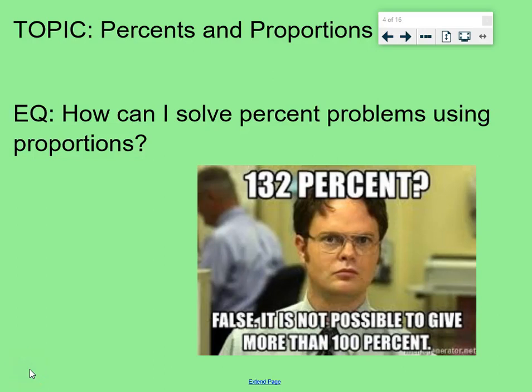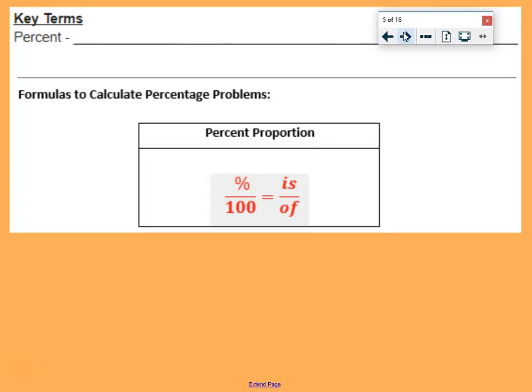Percents and proportions is our topic for today. Our essential question: how can I solve percent problems using proportions? Percent, if you remember, is a ratio that means out of 100. So it has a denominator of 100. Number on the top, denominator of 100.